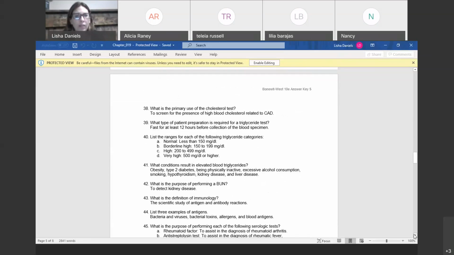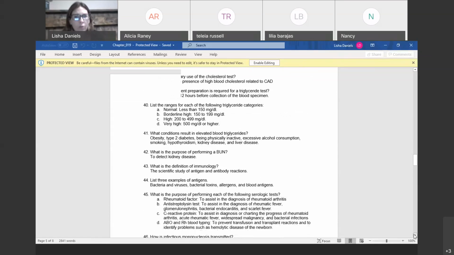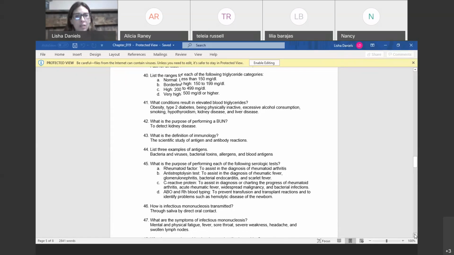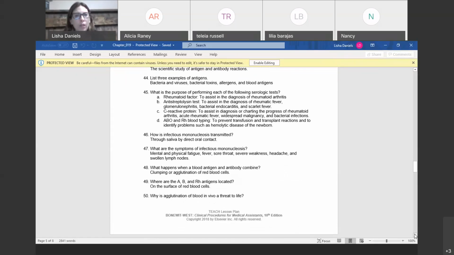40, A, less than 150, B, 150 to 199, C, 200 to 499, D, 500 or higher. 42, to detect kidney disease. 44, bacteria and viruses, bacterial toxins, allergens, and blood antigens. 46, through saliva by direct oral contact. 48, clumping or agglutination of red blood cells.